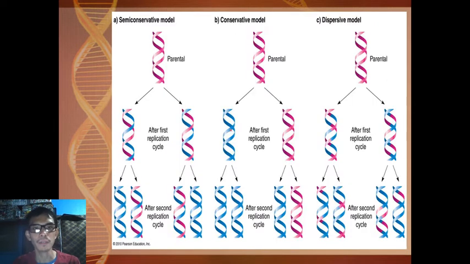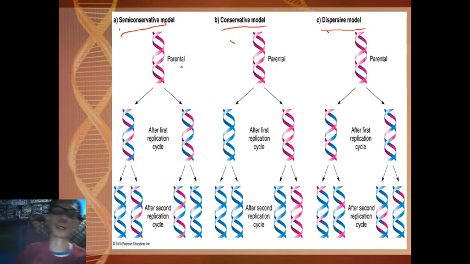But technically, what do you have right here? These are some ideas on how DNA literally replicates. We have the semi-conservative model and the conservative model. Another one, we have the dispersive model. Alright, let's start with the semi-conservative model.